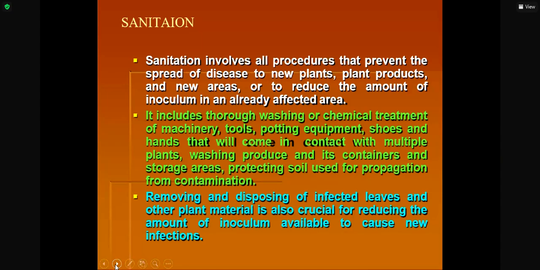Okay, that's also right, but it's applicable only when there is no disease in the field. We can also incorporate the rice residues, straw for example, if there is no disease in the rice. But if there is disease in the rice, then we cannot add the plant debris of rice to the soil. You understand now? Yes sir, thank you. Okay, so sanitation means it involves all the procedures that prevent the spread of disease.